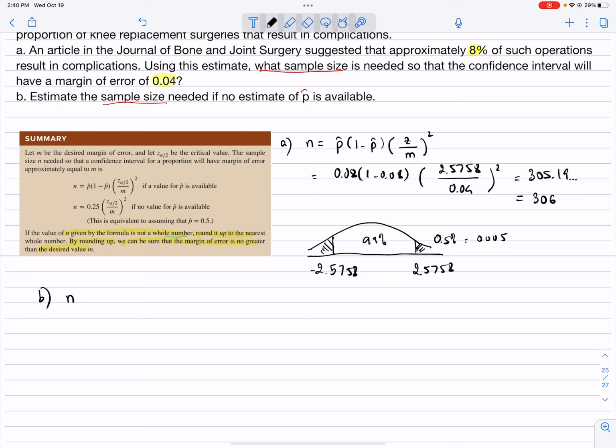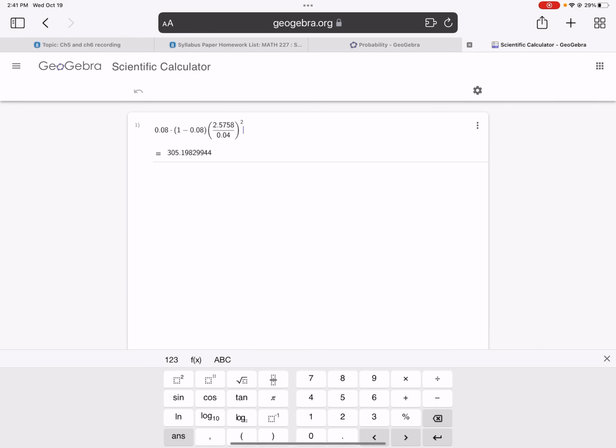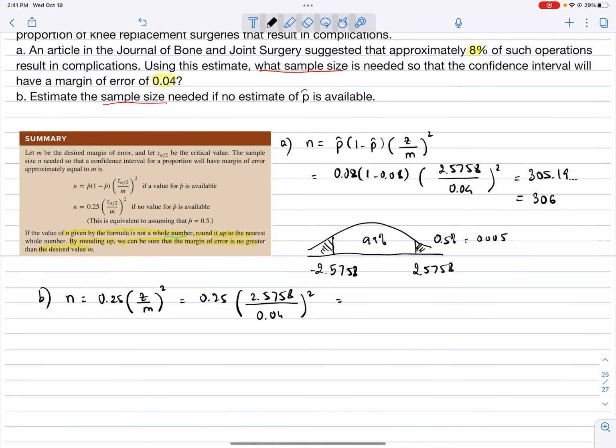Now in part B, because p-hat is not available, we use 0.25 times z squared divided by m squared, and 0.25 times 2.5758 squared divided by 0.04 squared. Okay, we input that into GeoGebra, and it gives us 1036.67, and so on. And also we round up.